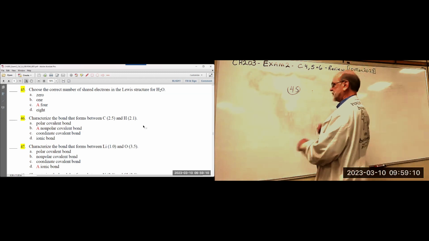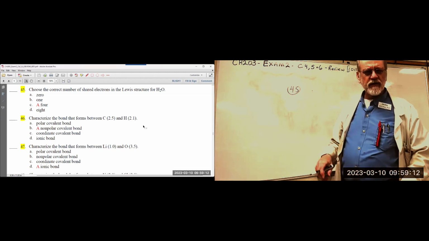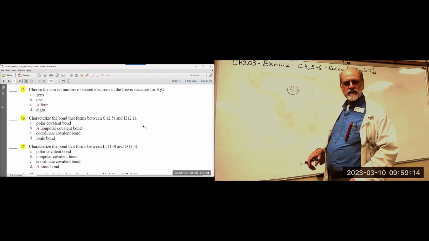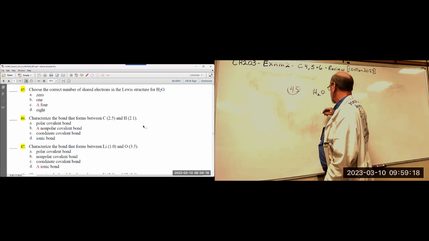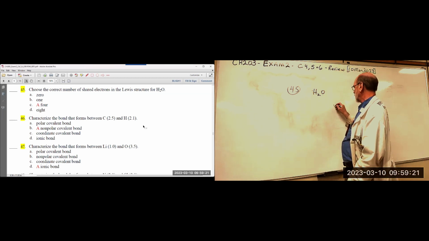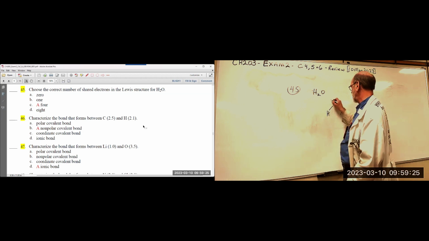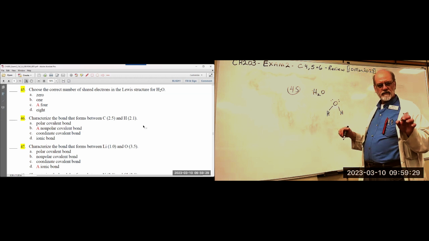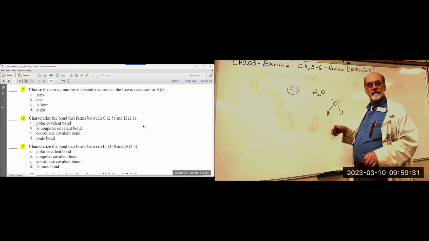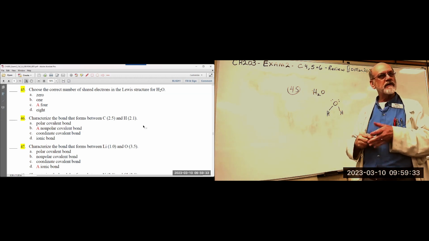Okay, 45. Choose the correct number of shared electrons in the Lewis structure of water. So we've done this one often enough. The number of shared electrons. Correct number of shared electrons. 2, 4. There should be 4 shared electrons, 2 bonds.